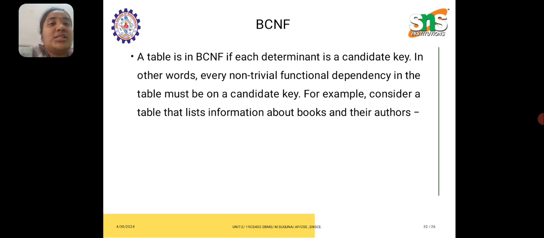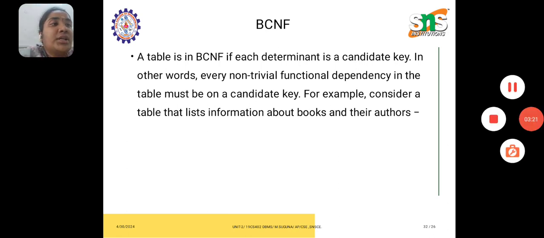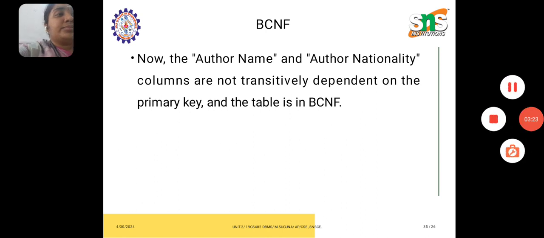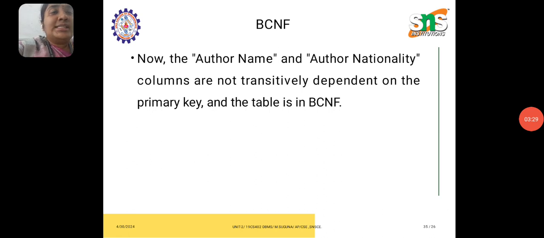For example, consider a table that lists information about the books with the authors represented. Here, every determinant meets two conditions. Boyce-Codd normal form meets two conditions. The first condition is that every determinant, a set of attributes on which other attributes are functionally dependent, must be a candidate key, and the second condition is that it should be a non-trivial functional dependency of a non-primary attribute on a candidate key.